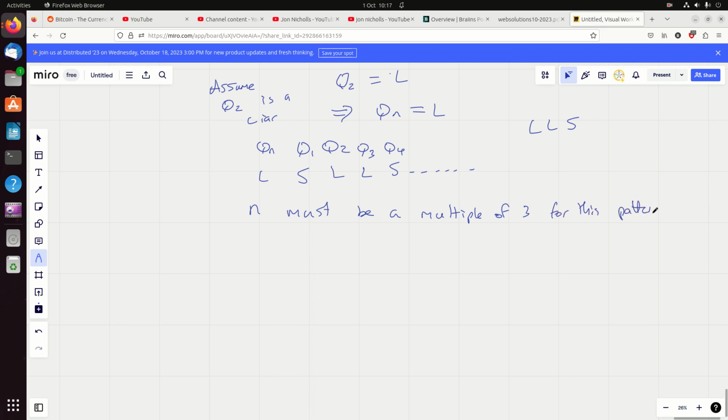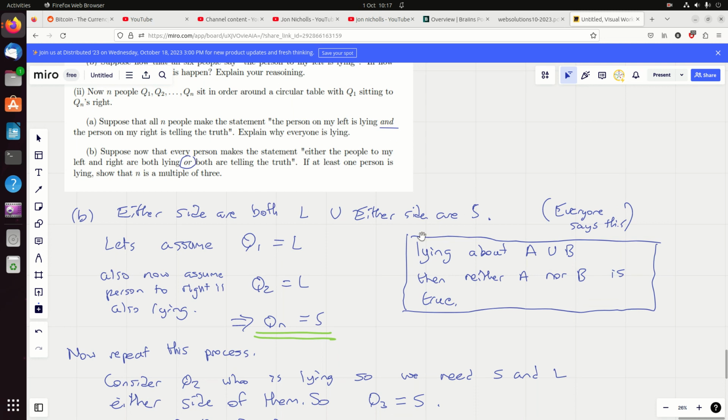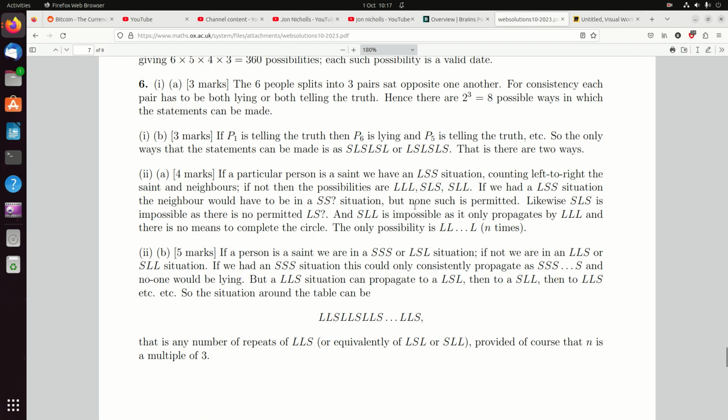For this pattern to hold. Okay, right. Let's have a little look at how it's explained in the mark scheme, because I do have it up here on my tab. It's always interesting to see this.